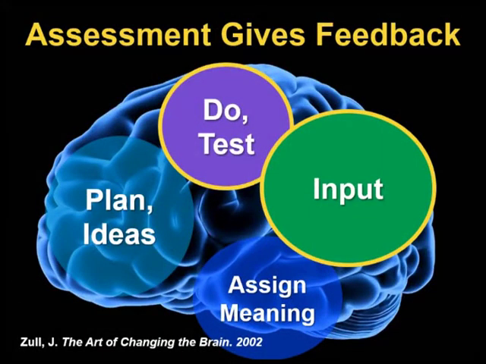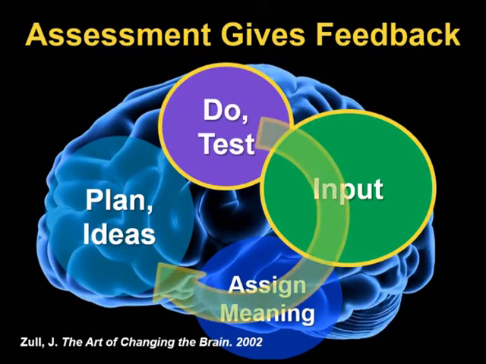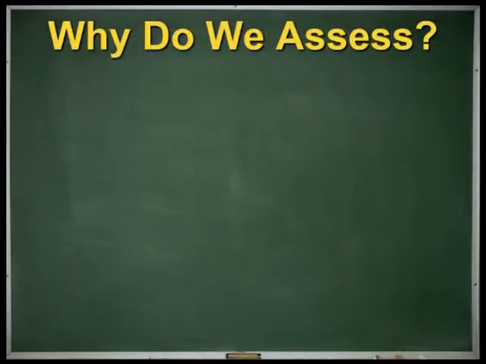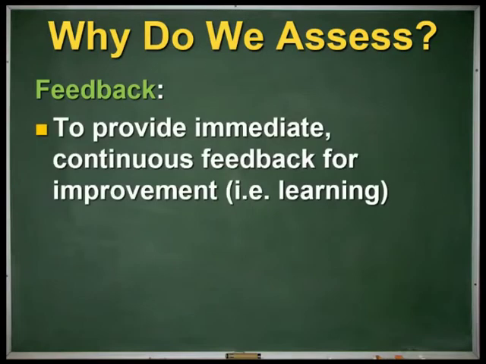So that helps us understand the purpose of assessment, which is to give feedback. And that feedback gets picked up in the cycle. It's assigned meaning. And then it goes back to the plans and ideas, where the students alter the plans, adjust their abstract ideas as they start to figure stuff out, as they learn. So if we think about why we assess, the main reason is to provide feedback for that learning cycle. And this feedback is the most effective when it is immediate and continuous, and allows the students to improve. So it keeps that cycle working.